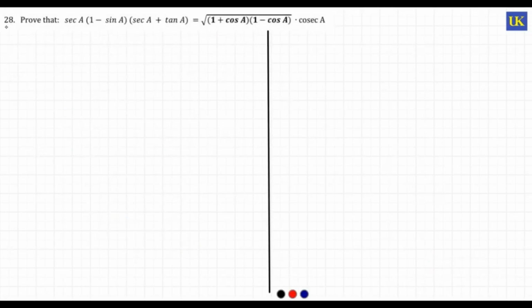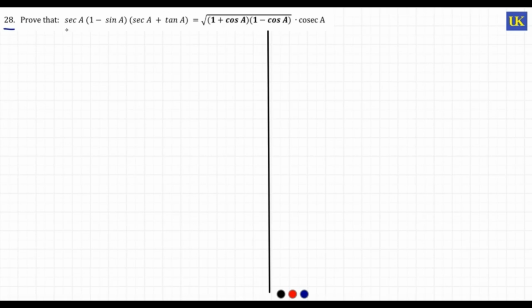Now, here we'll solve question number 28, in which they are saying that we have to prove sec A into bracket 1 minus sin A into sec A plus tan A is equal to under root 1 plus cos A into 1 minus cos A into cosec A.